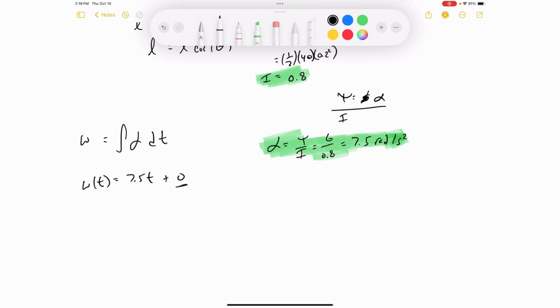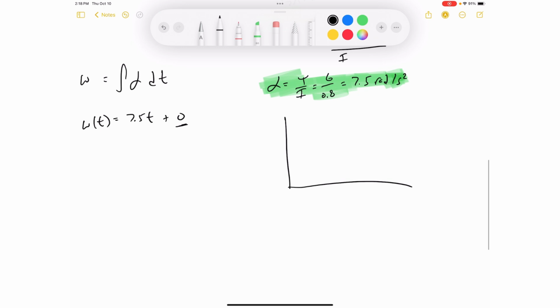But I'm trying to find the velocity here, and I don't know the time. So let's do this. We can do a graph of omega and time. And remember, the initial velocity is 0. Then we're going to accelerate at 7.5. That's the slope of this line. So at some time t on the x-axis, on the y-axis at that exact same point, it's 7.5 t.